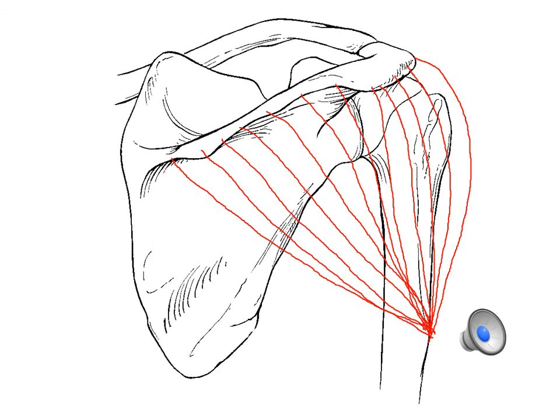Now picture the vertical axis going through the glenohumeral joint, and note how the posterior fibers of the posterior deltoid lie posterior to the vertical axis. Because of this, these fibers will cause external rotation of the glenohumeral joint around the vertical axis.